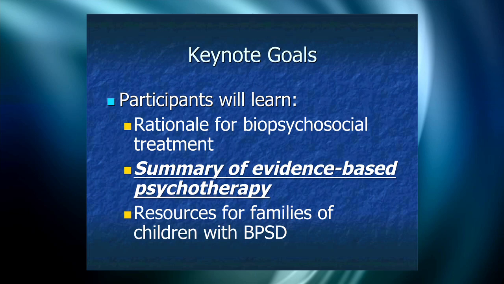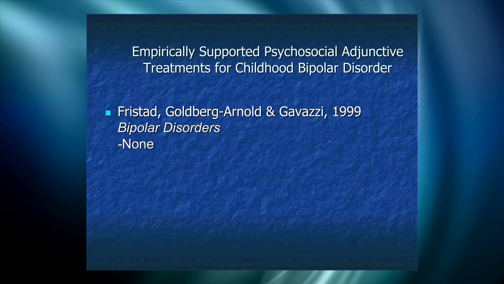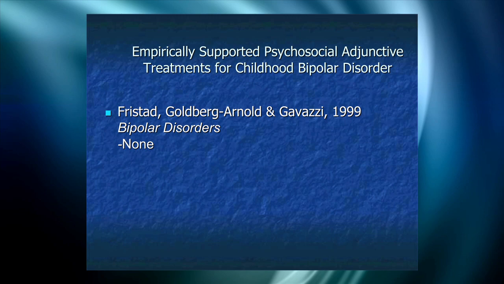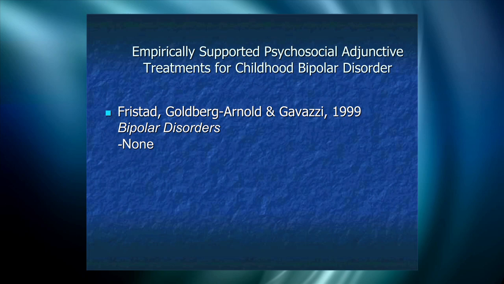So that brings us to the summary of evidence-based psychotherapy. So what are the empirically supported psychosocial adjunctive treatments? And adjunctive because you probably would not want to treat bipolar disorder just with psychotherapy. For childhood bipolar disorder, we wrote our first review in 1999, and it was really easy to review the literature because there wasn't any. Okay, but what's happened since then? So we've really come a long way. In 12 years, what have we accomplished? Really quite a bit.